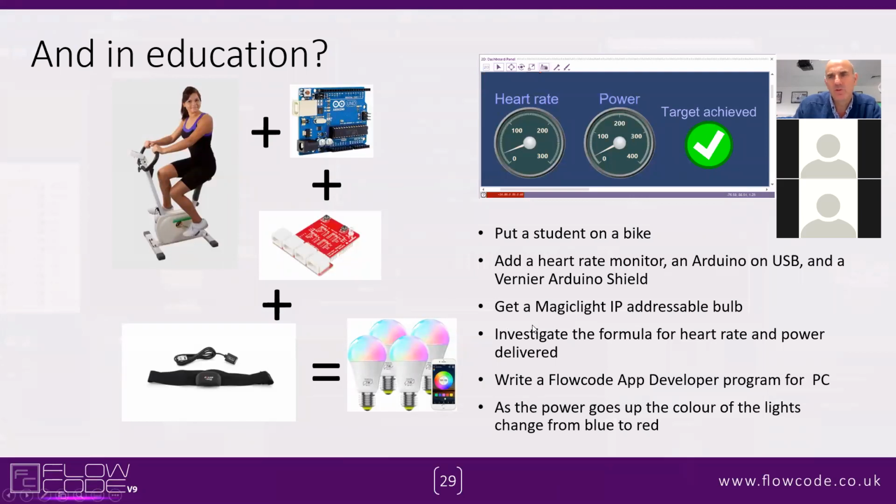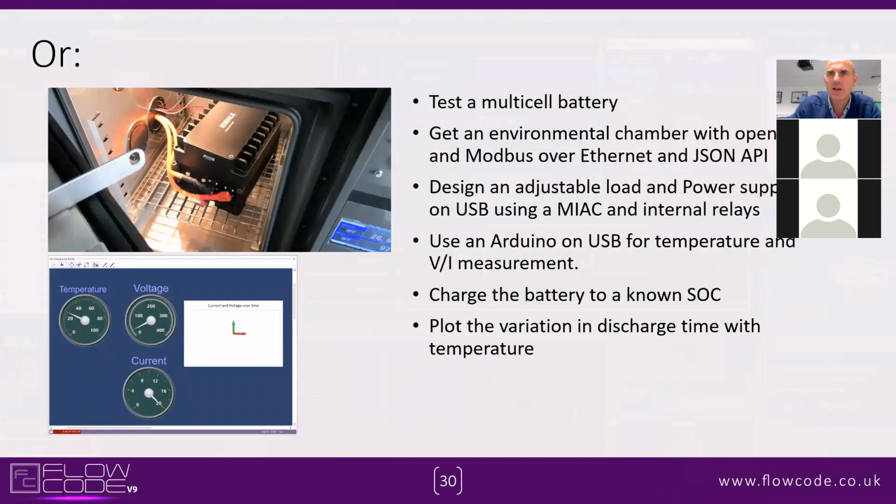And basically you construct a system so that when the student reaches a certain heart rate, there's a formula to link heart rate and power generated. And when a certain power is generated, the light bulb comes on. That's just a good example of perhaps a small science and technology project that you might do at school or college. Another, perhaps slightly more serious one might be at a university.